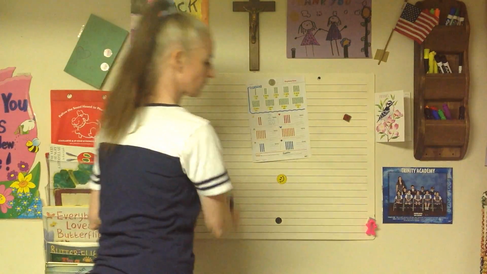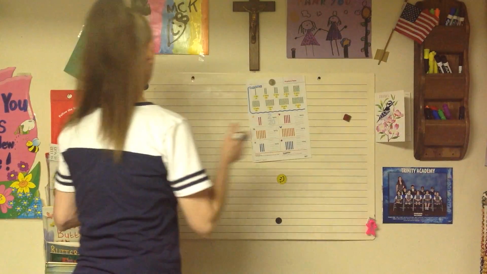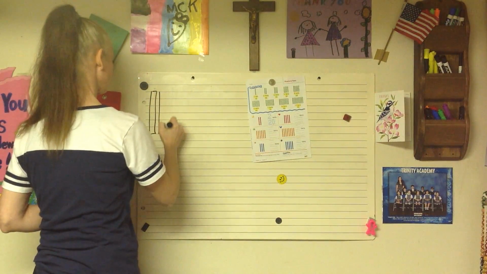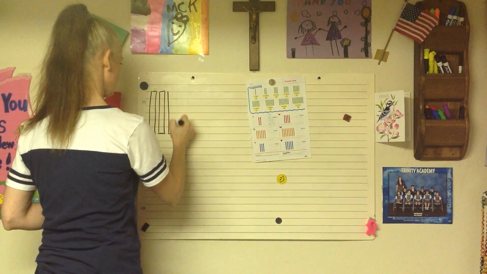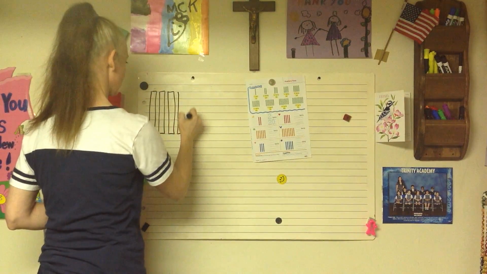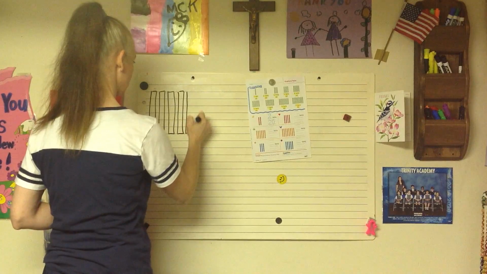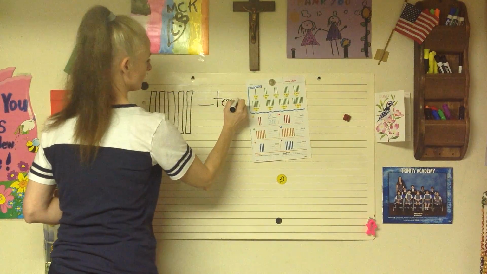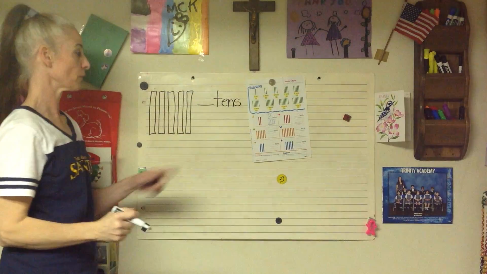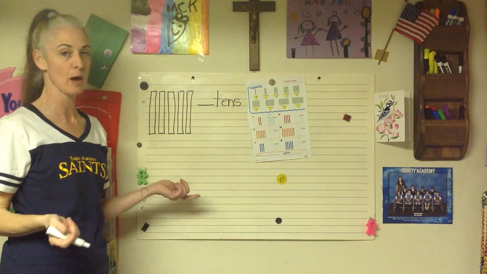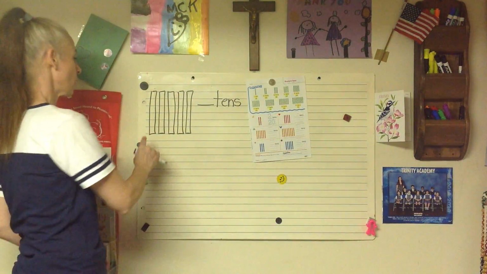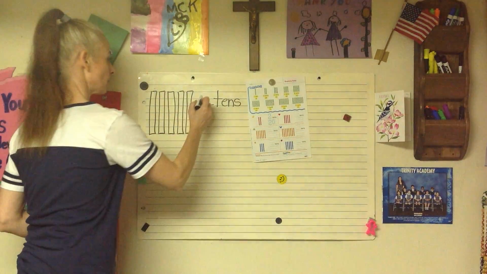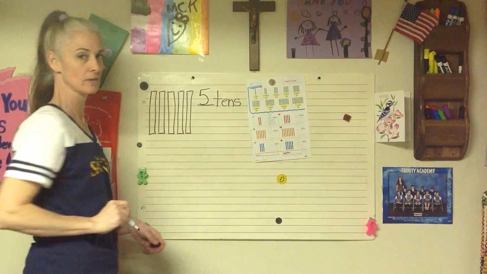Let me make my 10 sticks first so I have room. You can count them while I put them up. Okay. So the first question is how many tens? How many groups of 10 are there? Let's count. 1, 2, 3, 4, 5. 5 groups of 10. So there are 5 10 sticks.